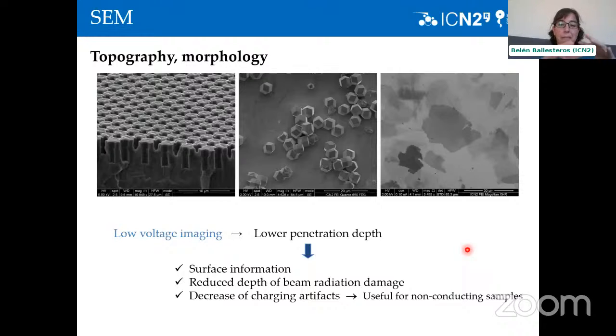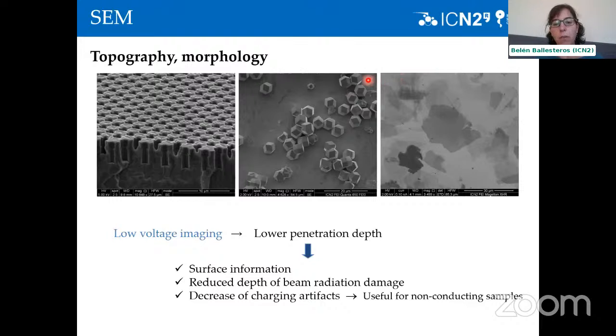So having said that, let me show you some examples of what we can do with each of the techniques, and I think it will be more visible. So with SEM, what we're going to study is the external part of the sample. We're going to get information on topography and morphology. This is, for instance, a sample of metal organic framework, so we can study the size and the shape. It's kind of 3D information that we are getting.